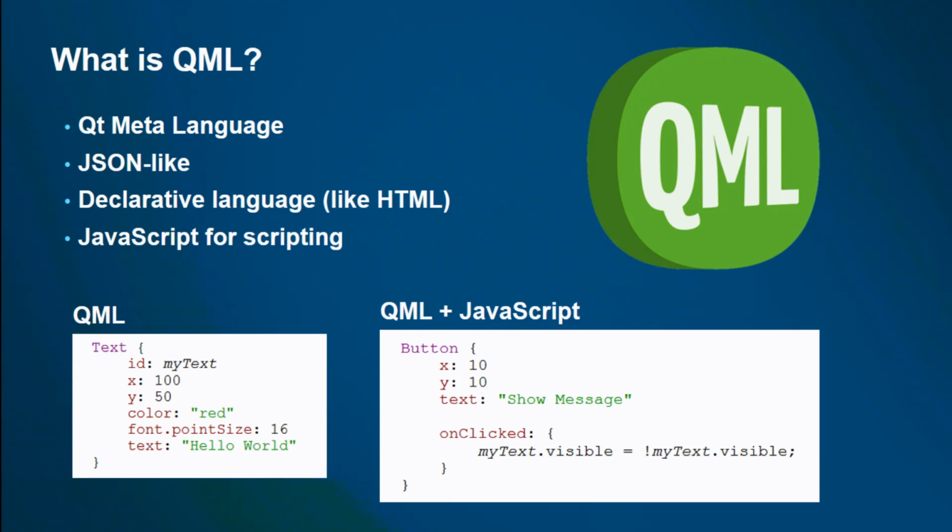Now the sample on the right is a combination of both QML and JavaScript. Here we have QML to define a button object, and that button object has properties for its XY position, also the text that will be displayed on the button. And then we have an event, or in QML it's called a signal, with a line of JavaScript code that actually toggles the visibility of the button. So when the button is clicked, the text element shows or disappears.